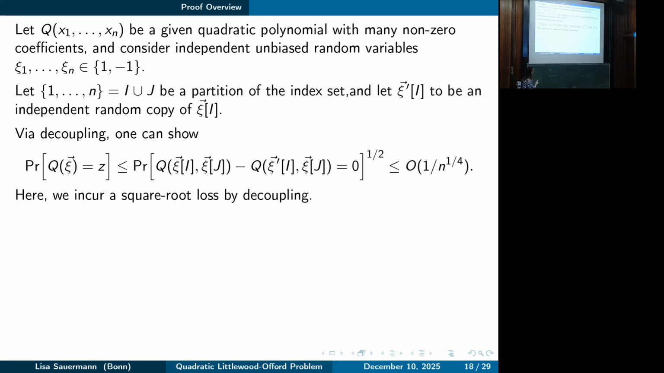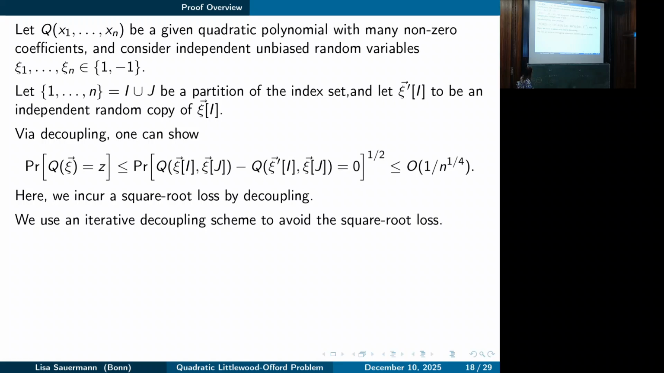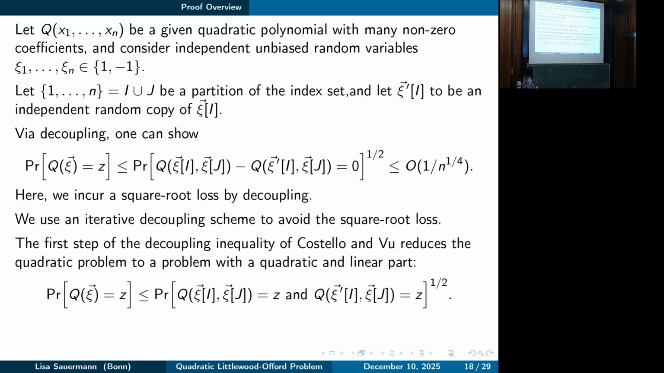And just sort of doing it like that, you can never get a better bound than n over 1/4 because you get the square root loss. So now the question is, how can we get around the square root loss here? And so what we do is we use an iterative decoupling scheme. So we decouple multiple times in such a way that it allows us to avoid the square root loss. So let me explain in a bit more detail what I mean by that.